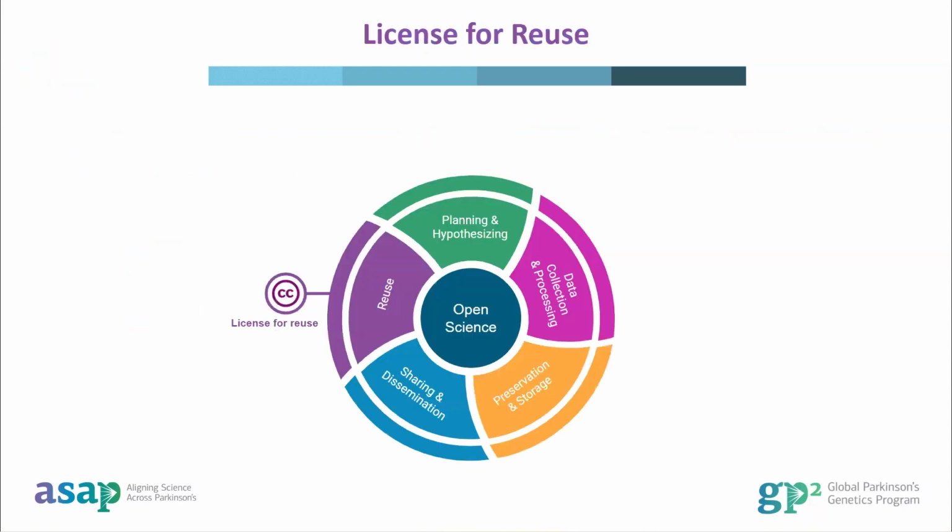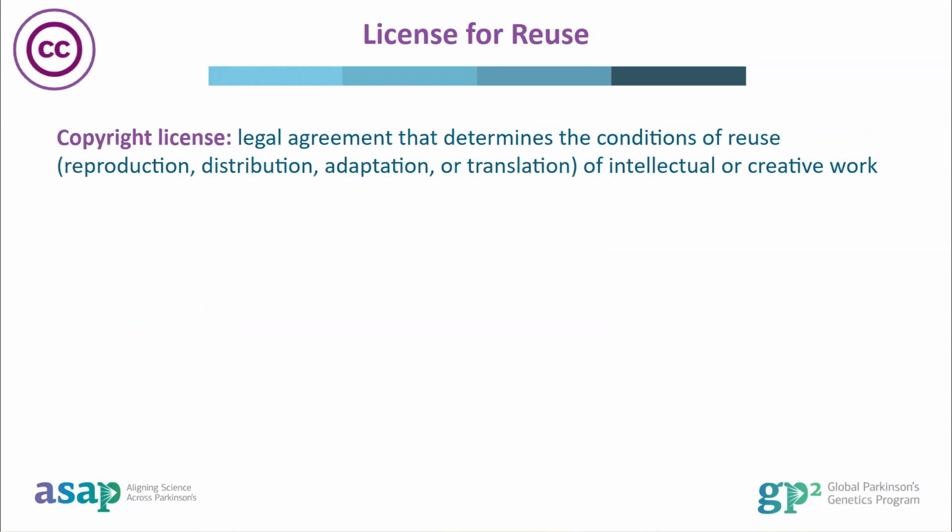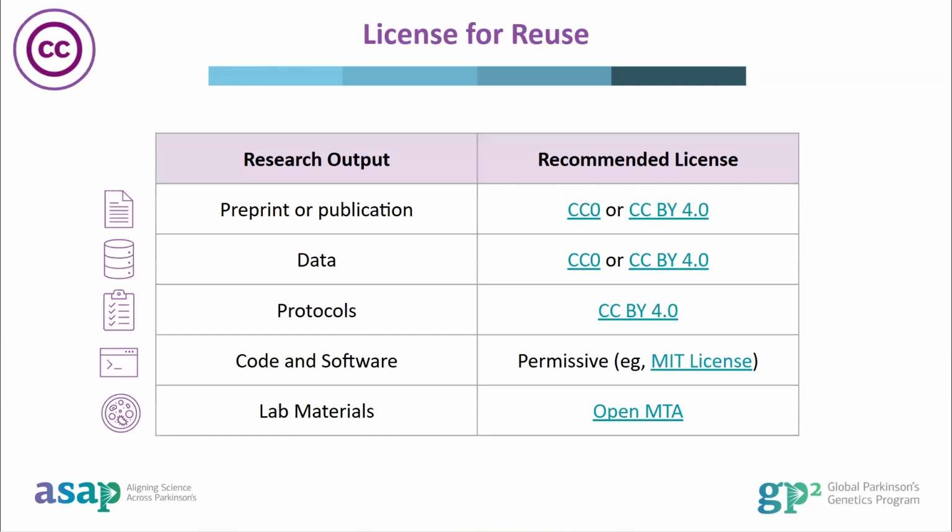The seventh open science best practice is to license articles, data, code and software, protocols, and key lab materials for reuse. A copyright license is a legal agreement that determines the conditions of reuse of intellectual or creative work. Reuse includes reproduction, distribution, adaptation, or translation. The license that can be used varies by research output type. However, you should ensure it allows others to freely share, adapt, remix, distribute, and translate the work.